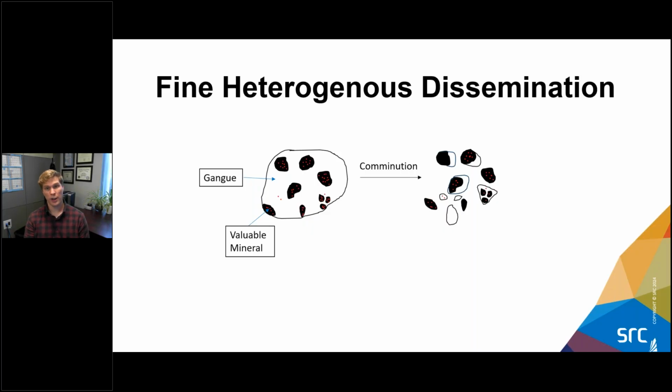But there's also fine heterogeneous dissemination. So here again, the gangue's in white and our valuable mineral is actually in the red. And you can see it's concentrated within those black minerals. So when you break it up, you're creating a contrast between which particles have gangue and which particles have valuable minerals. Even though it's very highly disseminated, maybe you can't see it, there's still a heterogeneous contrast between where the gangue is and where the valuable minerals are.